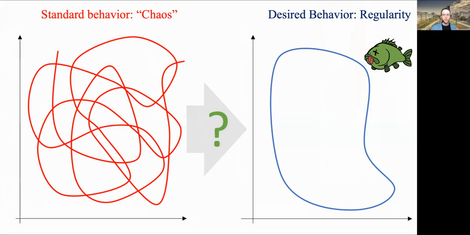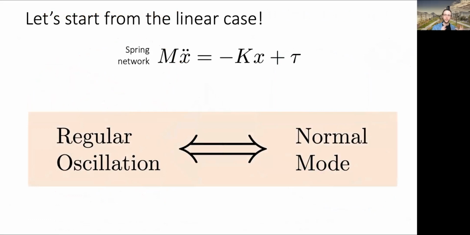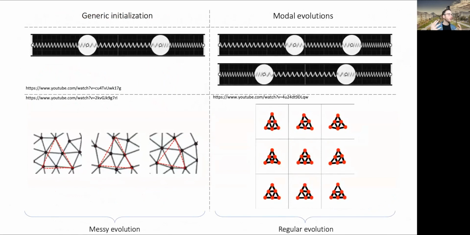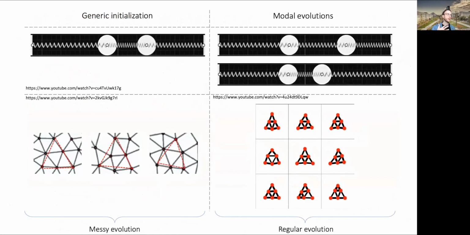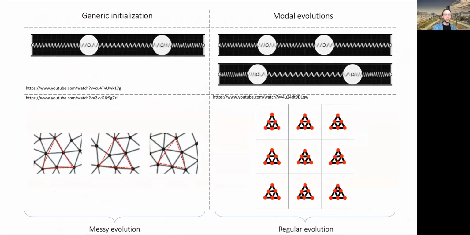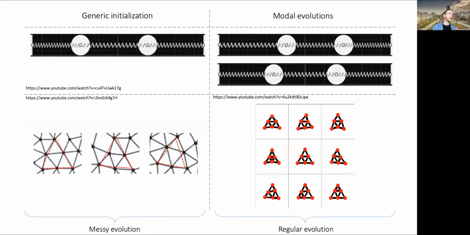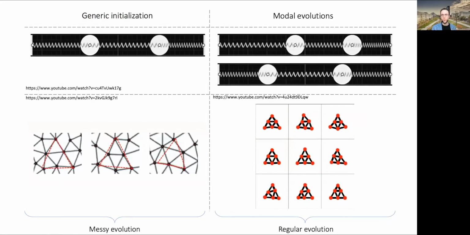I want to stress here that we are not just talking about any kind of stable oscillation, which would be closer to chaos control, but we really want to find some regular behavior. In linear systems, the well-known modal analysis defines a well-specified connection between regular oscillation and normal modes. We can see here a few examples of mechanical systems either initialized on their modes, giving regular oscillation, or in some random part of the configuration space, and in that case we observe a messy evolution.